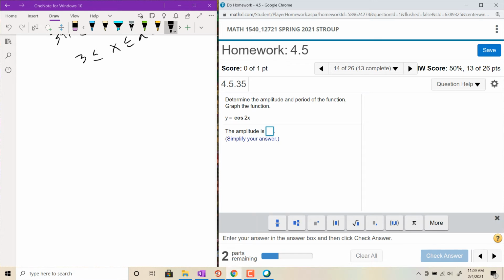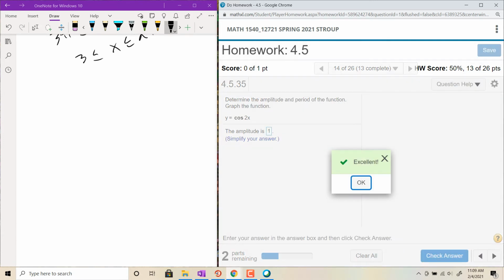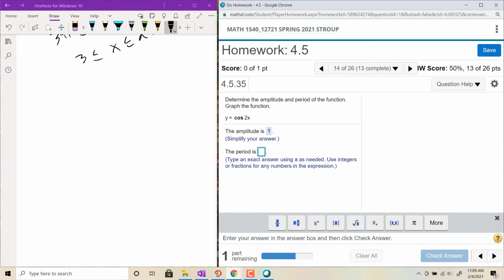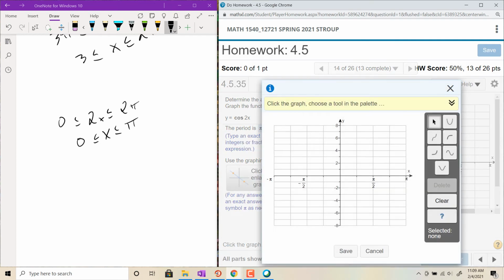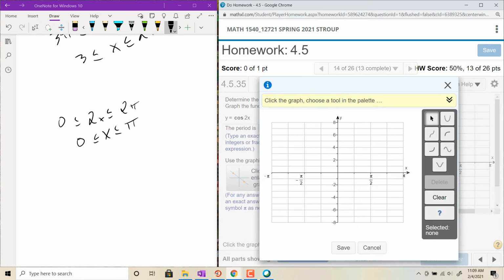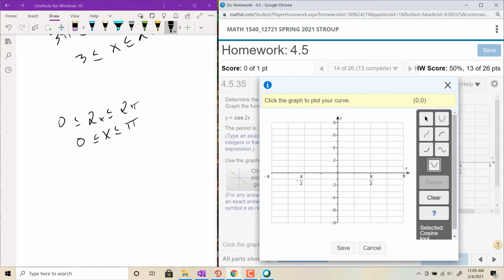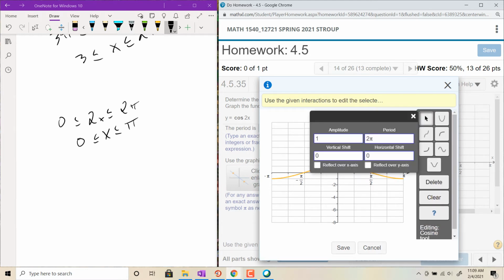Anyways, the amplitude is 1. Okay, period. So what are we doing there? So this is 2x, same interval, 0 to 2 pi. Divide by 2. And we get period of pi. No phase shift. The graph. Hopefully they only want the one graph this time. Okay, there's the cosine. One is the amplitude, and the period is just pi.